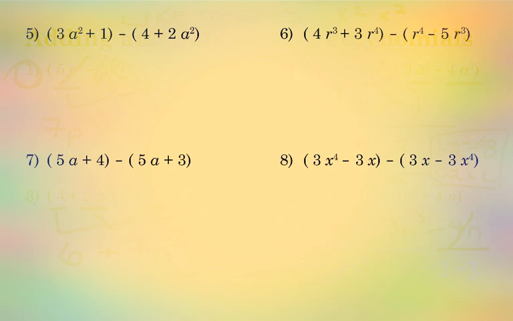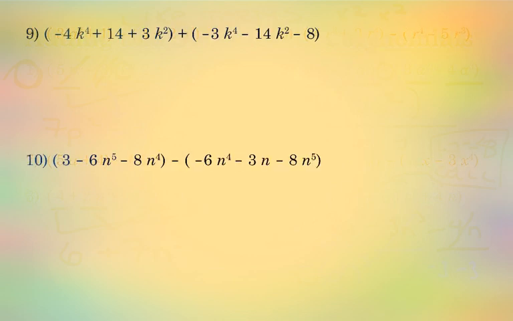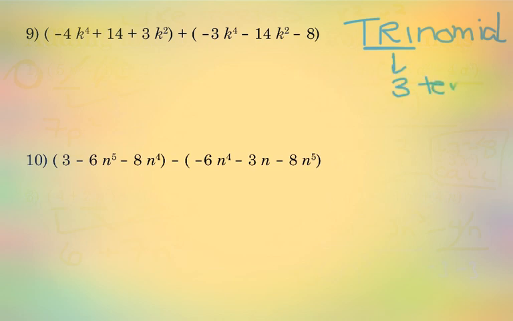This next page, entirely the same thing. Just binomials being put together. We can do 9 and 10 together because these are trinomials, right? A trinomial has the prefix tri, like a tricycle, so it has 3 terms. Nothing crazy being added here. You just do it a third time.